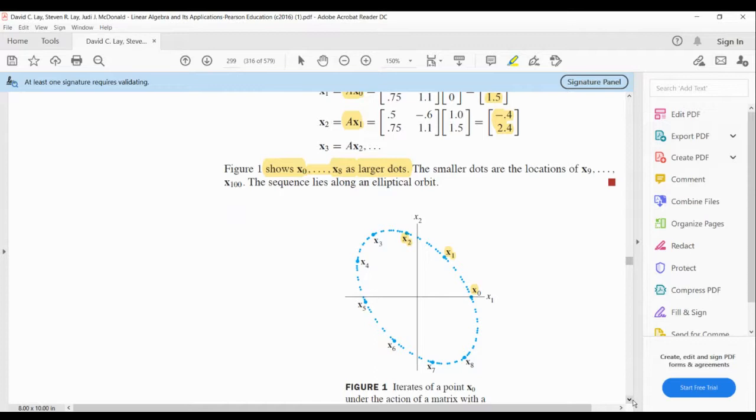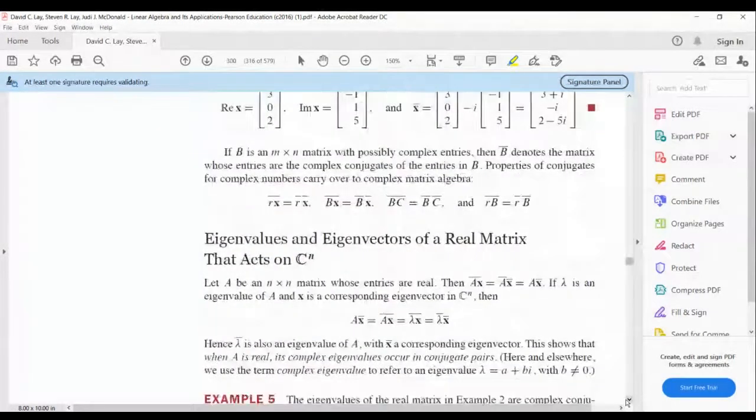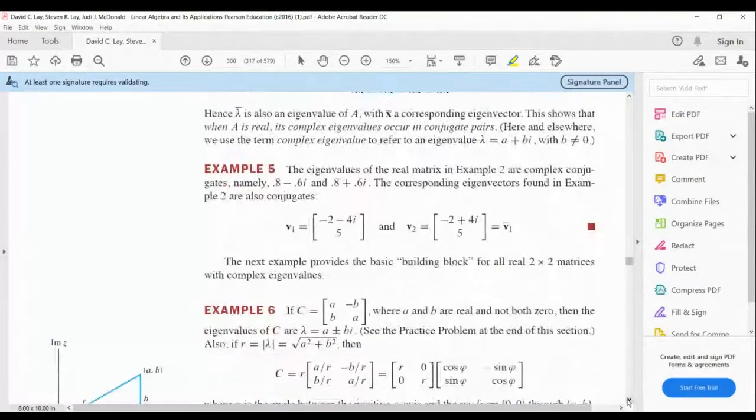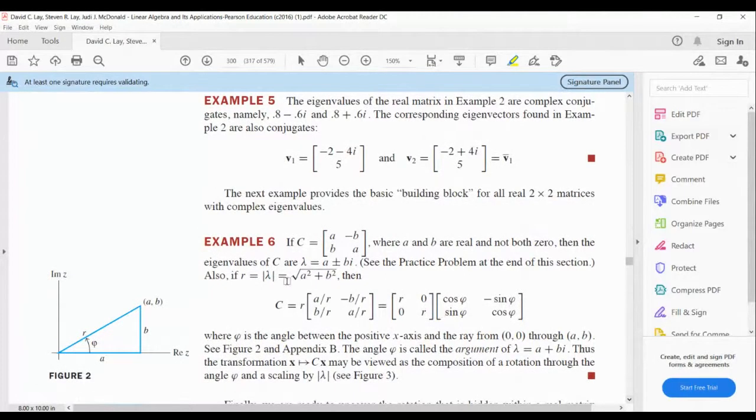There's a theorem 9 that talks about why this is true. But I want to get to example 6, because this example really shows you why it's true. I want to be a little bit careful. It's not completely why, but if you have a matrix C with components a and negative b on one diagonal, and b and a on the other, where a and b are not both 0, then the eigenvalues are going to be a plus or minus bi.